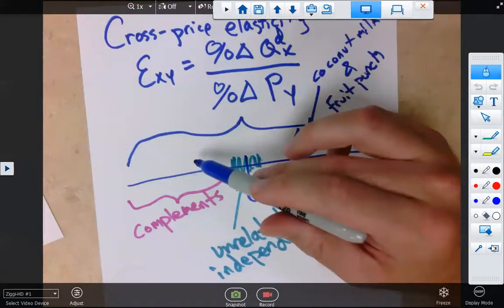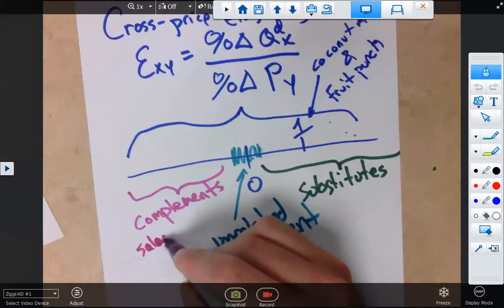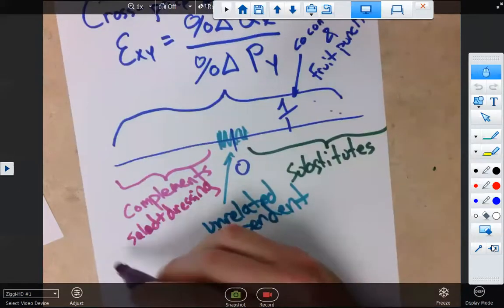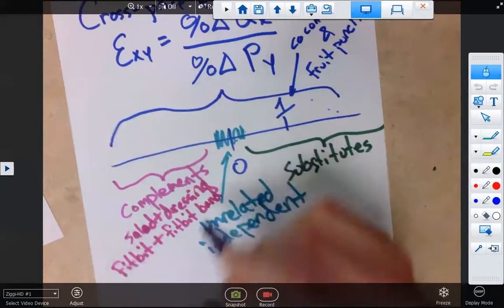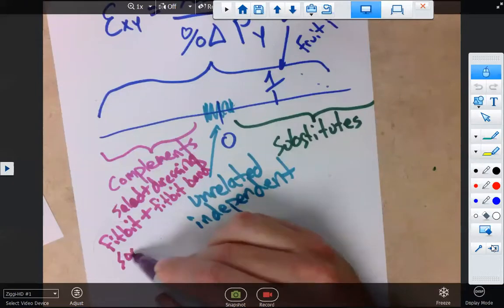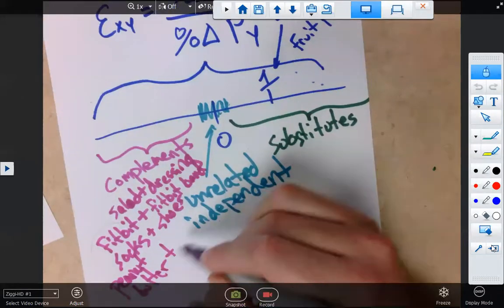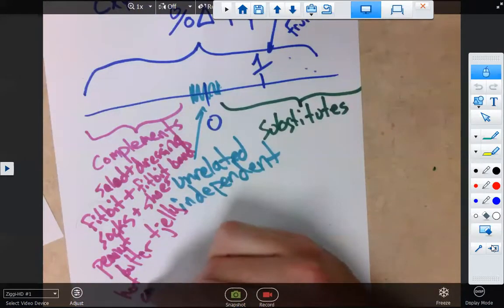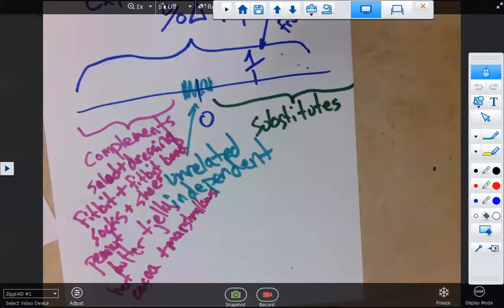What about things that are negative? Let's think of some complements. Salad and salad dressing. Very good. Or Apple Watches and Apple Watch bands, right? Fitbit and Fitbit band. Socks and shoes. Peanut butter and jelly. There you go. Hot cocoa and marshmallows, right? The ingredients for s'mores. And then completely unrelated is going to be like pickles and windbreakers. You're not going to find anything related there.